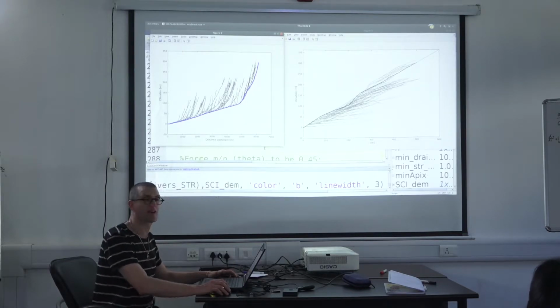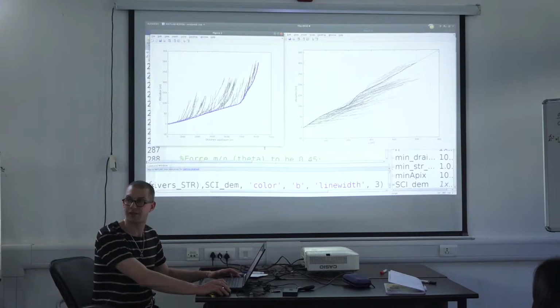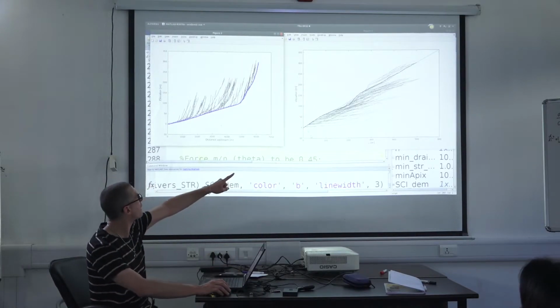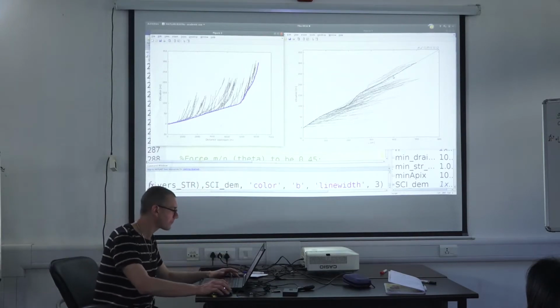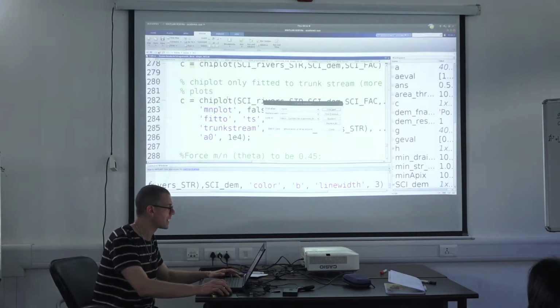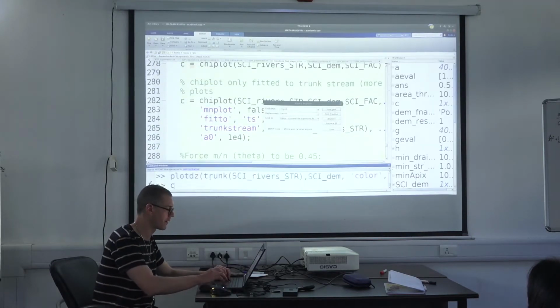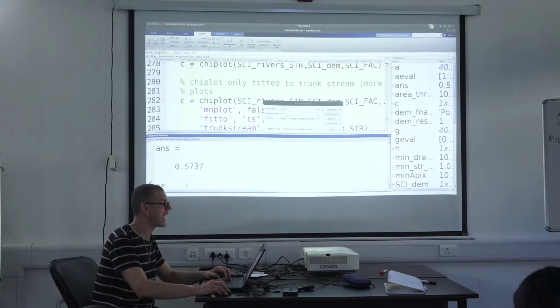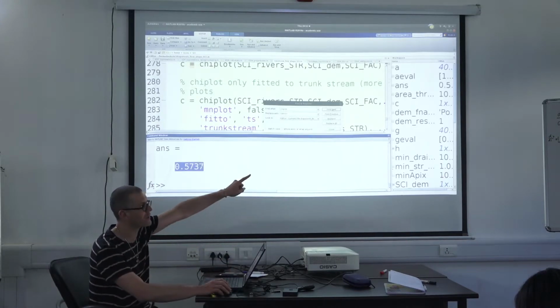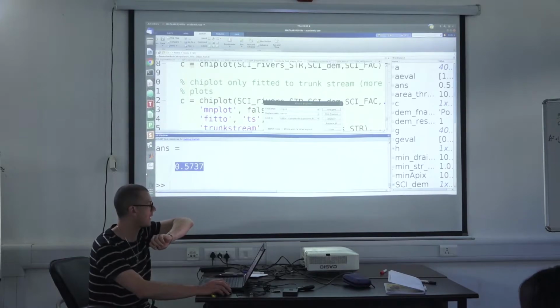We also get the theta value, right? So we can determine the theta value from the chi plot, by fitting this line. This line now, the blue line, we have determined the theta value. And if we look at our theta value, we can access the theta value with CMN. The theta value determined from the chi plot is different than what we did in the log area, log slope plot fitting.